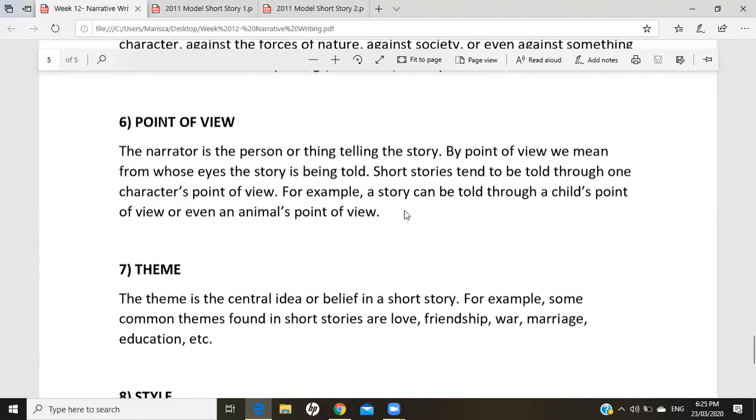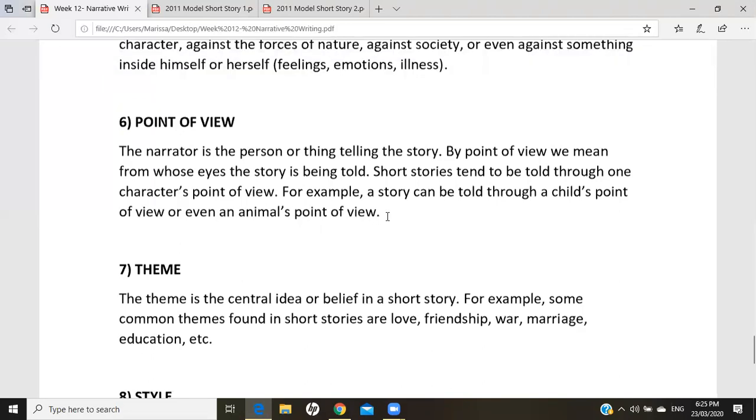So for example, a story can be told through a child's point of view or even an animal's point of view. We've seen in movies before a story being told from a child's point of view. We've seen stories being told from an animal's point of view. Like in The Lion, the Witch and the Wardrobe, we saw animals telling the story. Even if you watch Lion King, you would see animals telling the story. And as Sanjay said, maybe even dolls or toys, as in Toy Story. So remember, for point of view for your short story, just pick one character and let that one character tell the story for you.